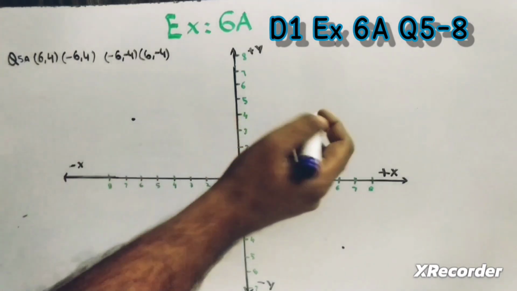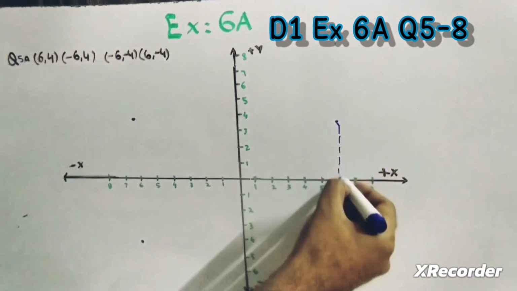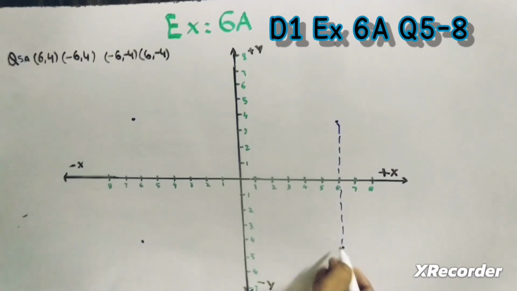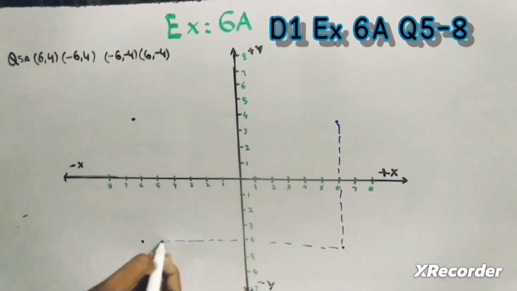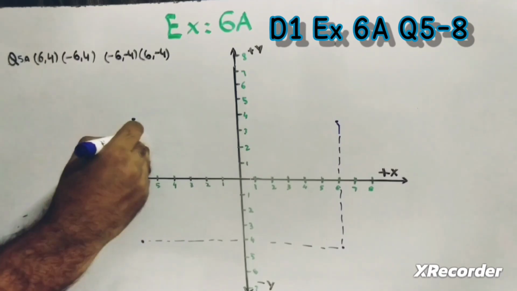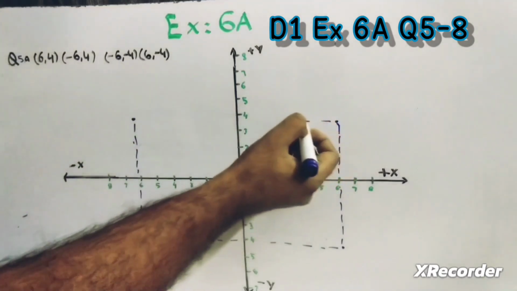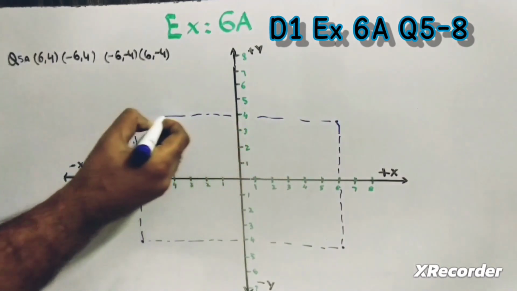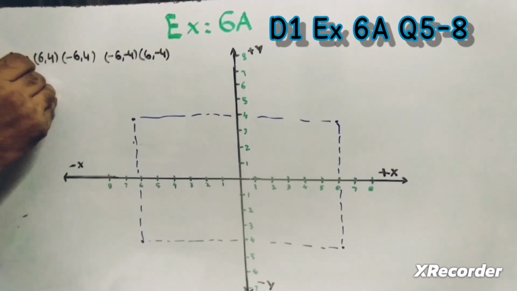Now if we join the dots with the straight lines, we have clearly identified the shape, that is a rectangle. So part 5a is a rectangle.